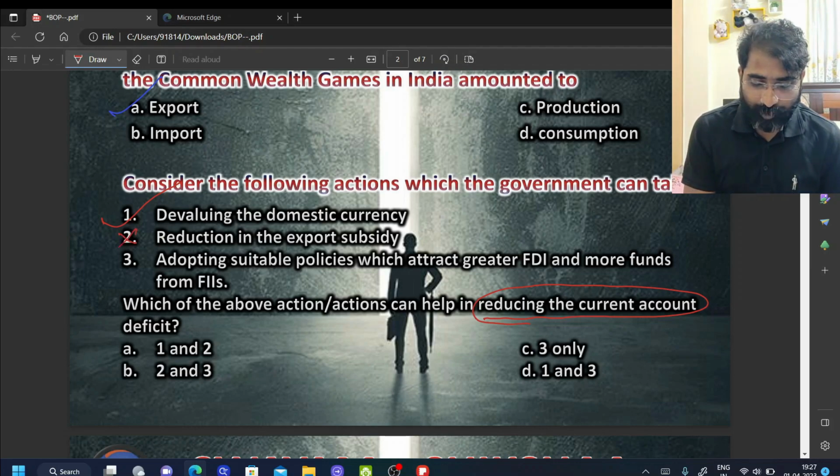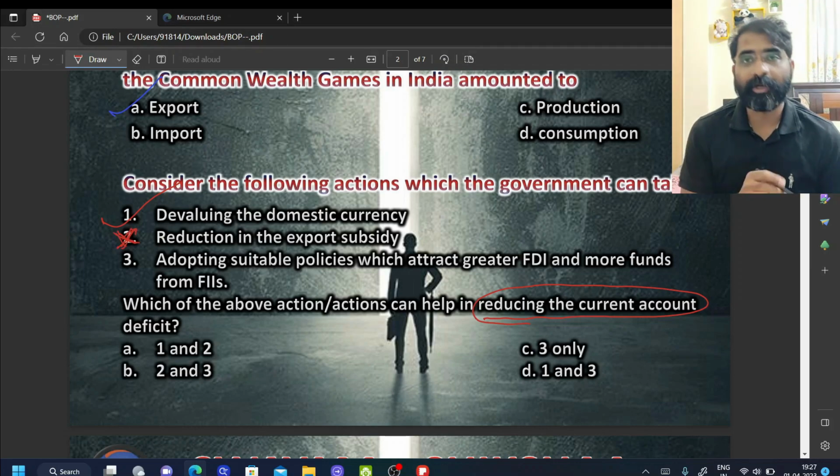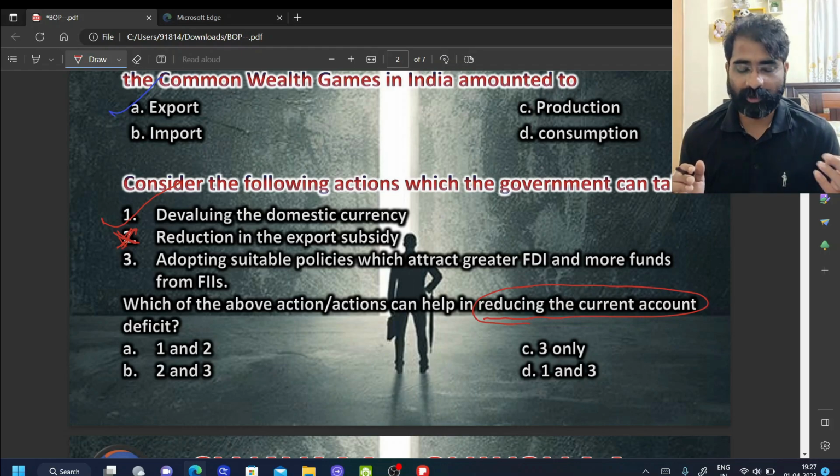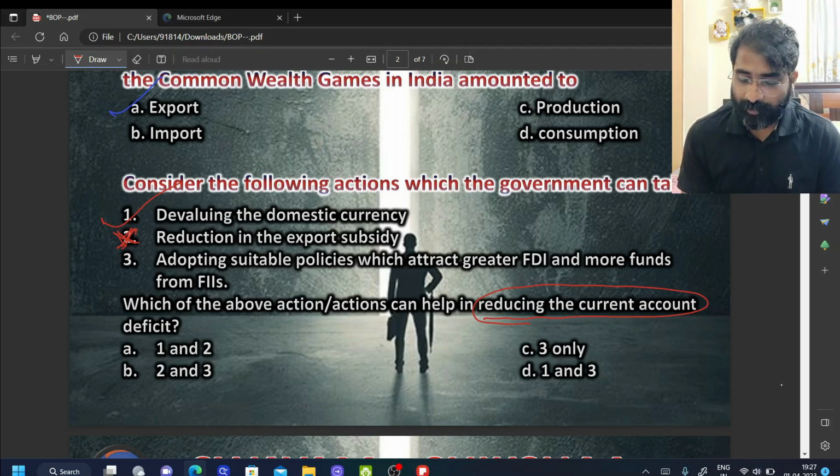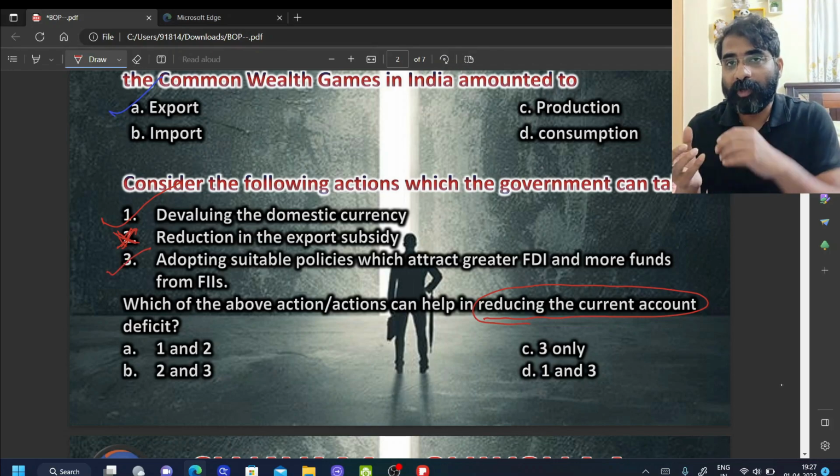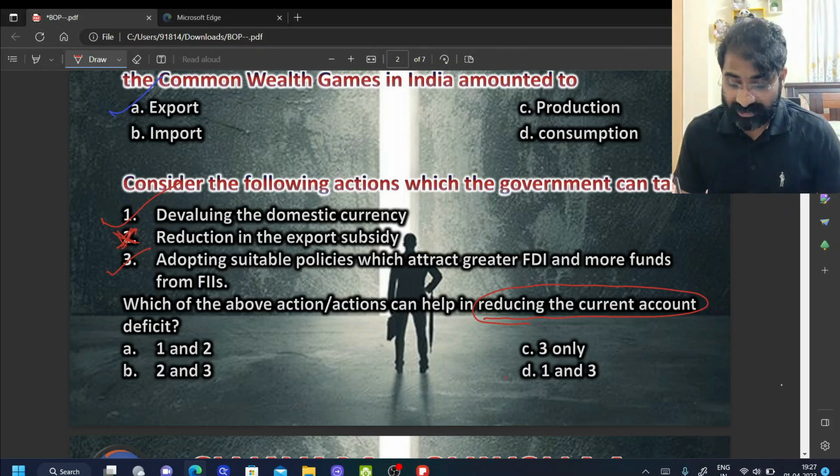Then reduction in export subsidy. This is wrong because exports are going to come down if you reduce export subsidy. Adopting suitable policies which attract greater FDI and more funds from FII. Yes, something in the capital account will also help in bridging the current account. This is the understanding.